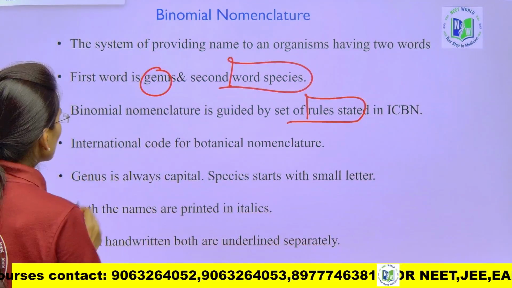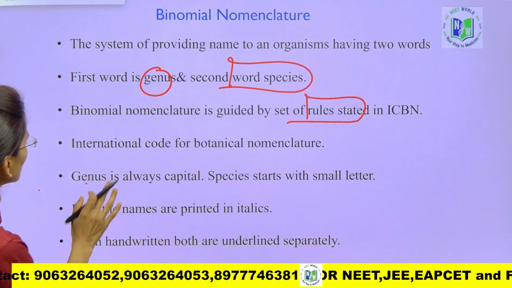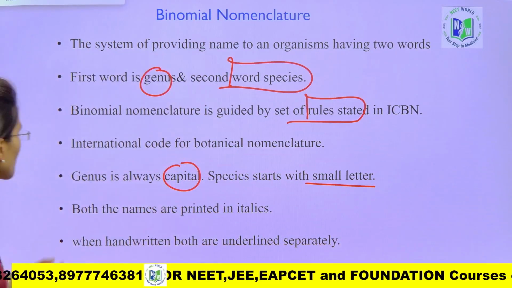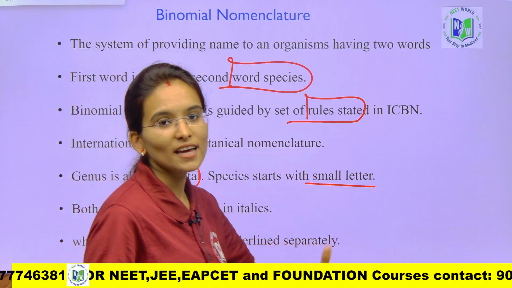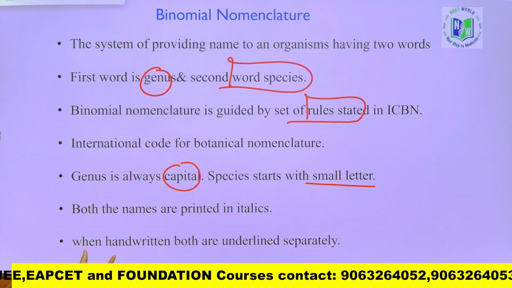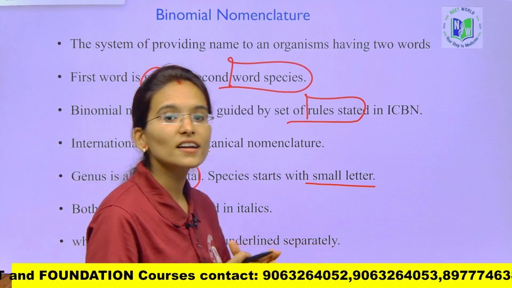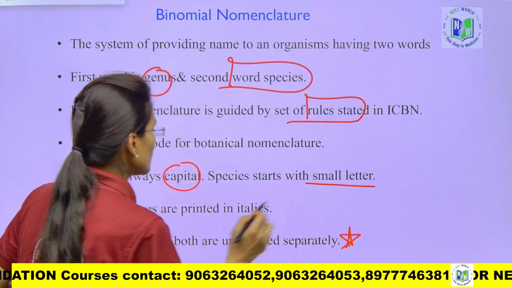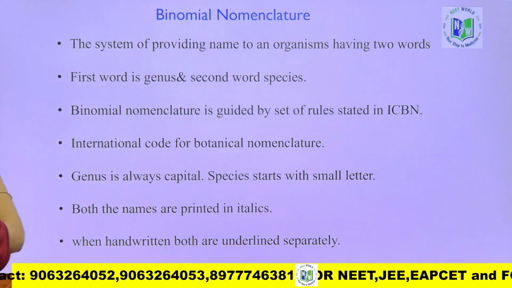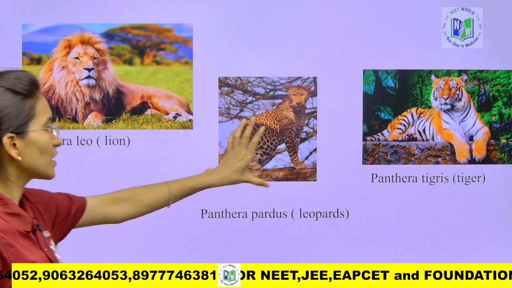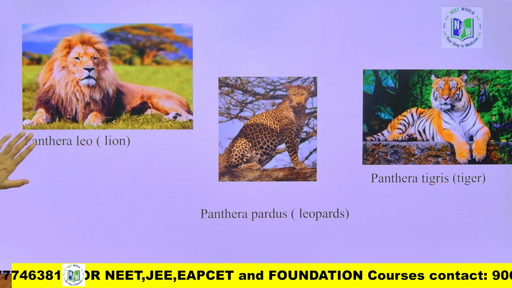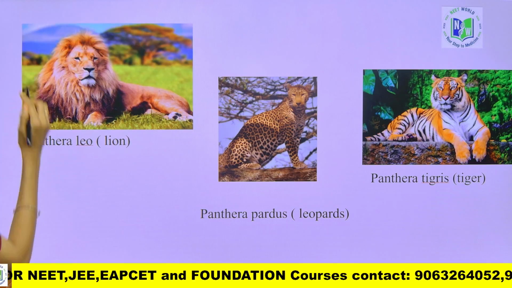Yes, genus is always capital and species starts with a small letter. Both the names are printed in italics, meaning the letters are tilted. But when handwritten, both are underlined separately. So these are the main rules that you all need to remember. Now you need to apply the rules to these particular scientific names, which are binomial nomenclatures. So in Panthera leo, identify which is the genus.